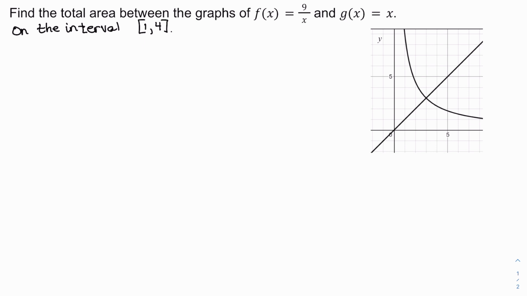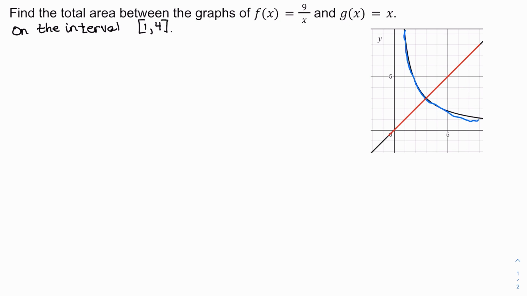So f(x) is 9/x, and if we highlight that a little bit, that is this curve right here, and it actually has another piece of it on the other side of the y-axis, but our interval is from 1 to 4. So I just graphed the quadrant one part that applies to our problem. Now g(x) equaling x is the line. So we have the line going through the origin with a slope of 1.